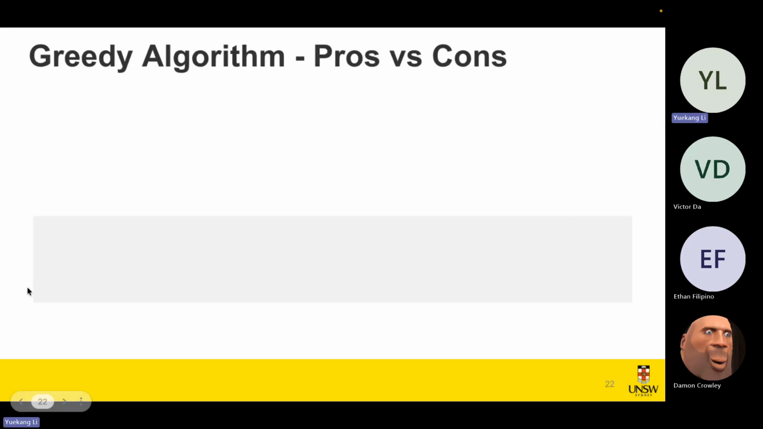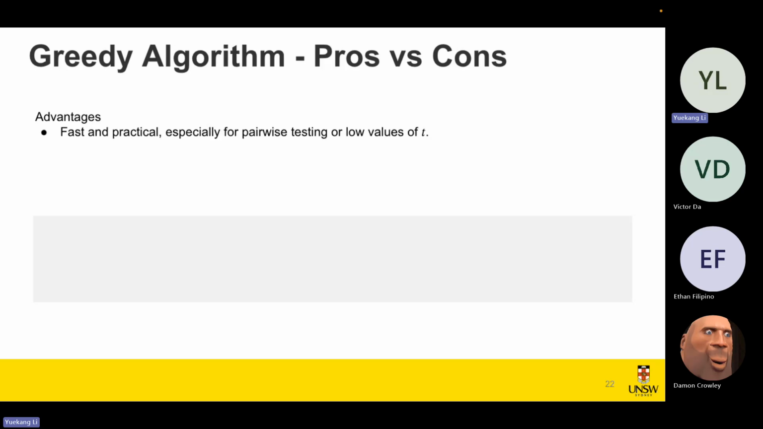So just now we learned that, using the greedy algorithm, we can build the covering array step by step, and you may have encountered the greedy algorithm in some other situations or when solving other problems. The advantage of using the greedy algorithm is very straightforward. It's very fast, it's very practical because it's very easy, and it can produce the near optimal test suite very quickly.